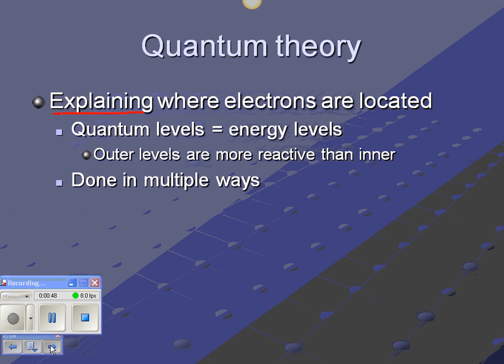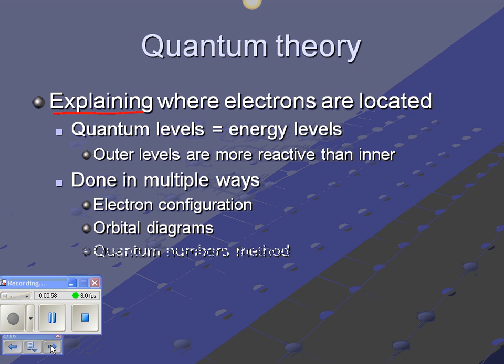We're going to be explaining these electrons in several ways. The first way in this tutorial is an electron configuration. Subsequent tutorials are going to be working on orbital diagrams and quantum numbers. And then lastly, we're going to finish up with Lewis dot diagrams.